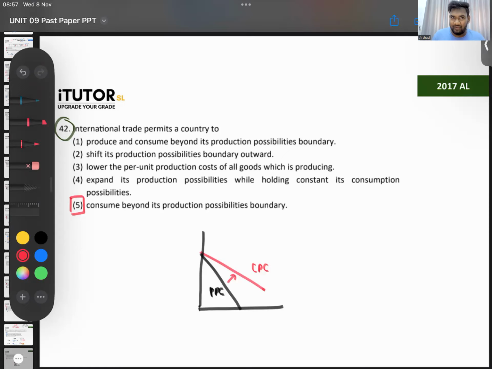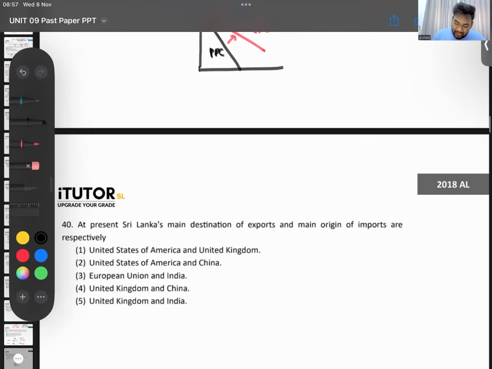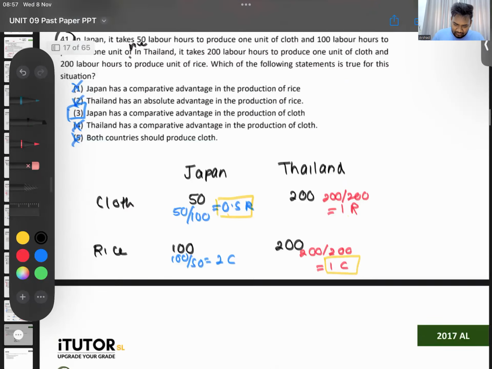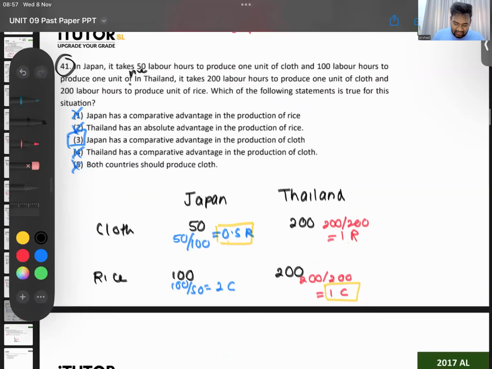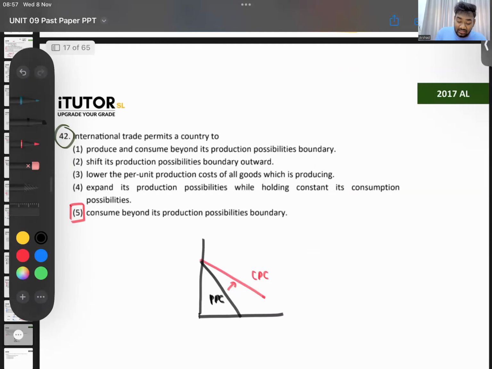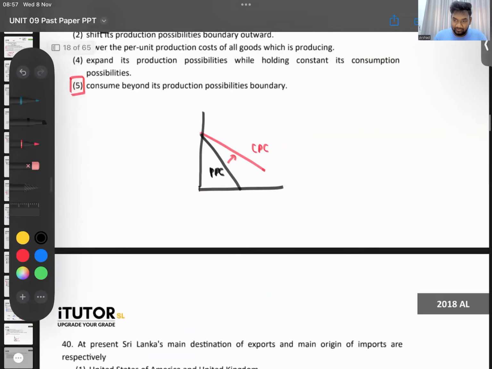So the answer is number 5. I'm not going into much detail. In the seminar, I will go through in detail how to draw this consumption possibility curve and how to get the exchange rates. The first option is wrong because it says produce and consume beyond the production boundary. You can consume beyond your production possibility boundary, but you can't produce beyond it. That's where it is wrong. Can someone check if there is any other question? No other question, right? So 2017, questions 41 and 42.